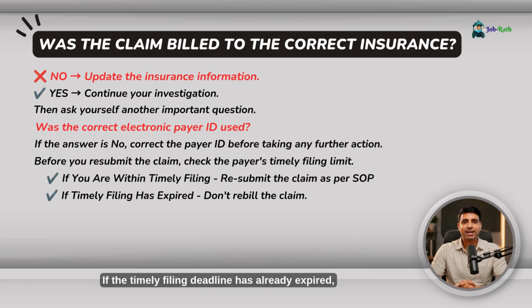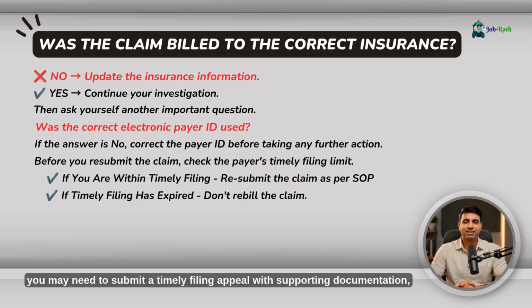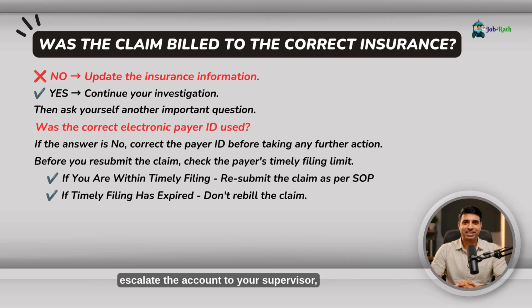If the timely filing deadline has already expired, do not simply rebill the claim. Review the payer's timely filing policy and follow your organization's standard operating procedures. Depending on the payer's policy and your organization's guidelines, you may need to submit a timely filing appeal with supporting documentation, escalate the account to your supervisor, or follow your organization's exception or write-off process.